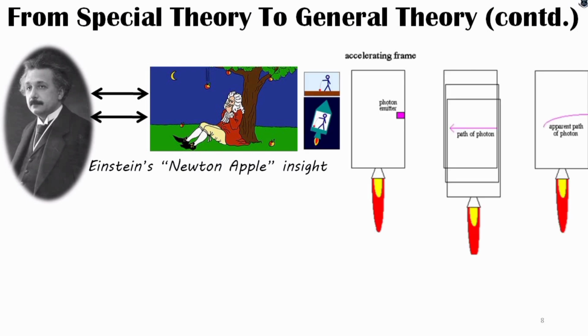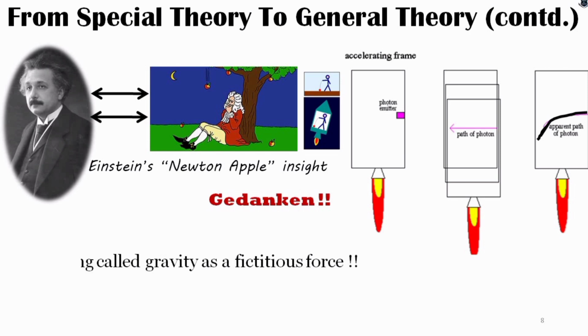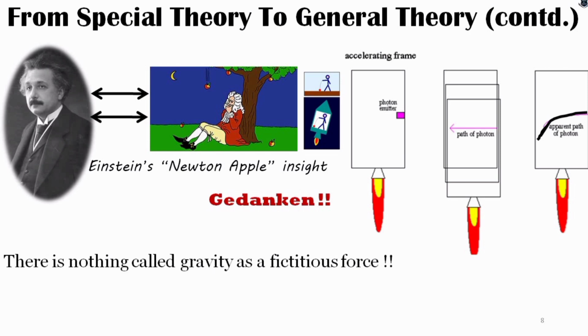So here is something I have taken on the right hand side. You can see the same experiment. I am taking it with a kind of spaceship which is moving upwards. Here is a photon emitter, and just take a look at the extreme right hand side of your screen. This is the apparent path of a photon. So when it moves up, the path gets deflected. This is what is called a Gedanken, a German word for thought experiment. So there is nothing called gravity. This is what we have found out.